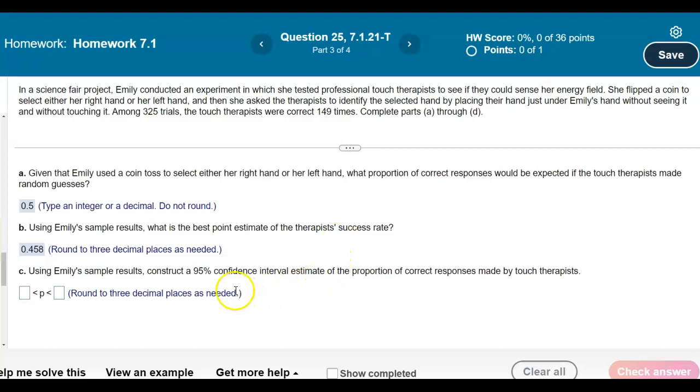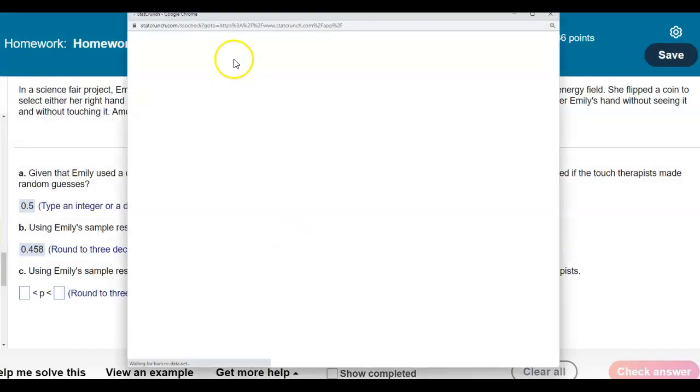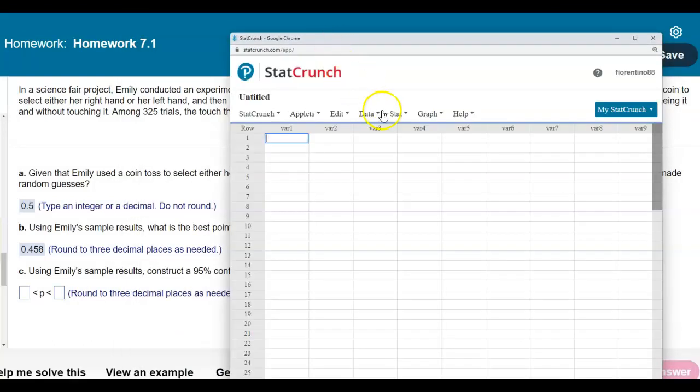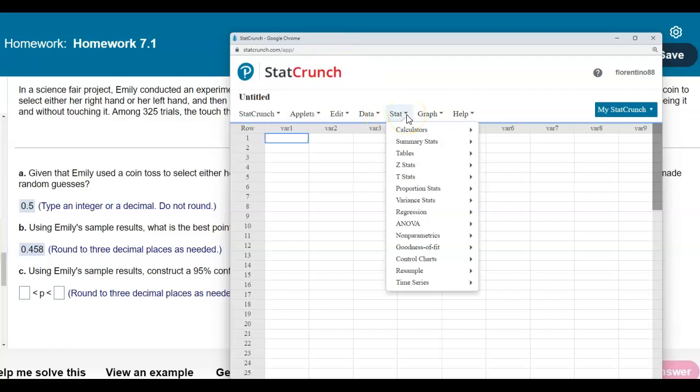Okay, now it's telling us that using Emily's sample results, construct a 95% confidence interval estimate of the proportion of correct responses made by touch therapists. So in this case here, we can actually use StatCrunch. So we're going to open up StatCrunch. Okay, and then from here, what we want to do is we're going to go to Stat. Now, because we're dealing with a proportion, we're going to go to Proportion Stats. We're going to go to one sample, but we don't have all of the data. We only have the summary of the data, so we're going to select Summary.